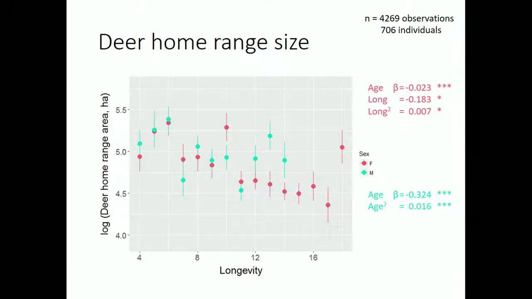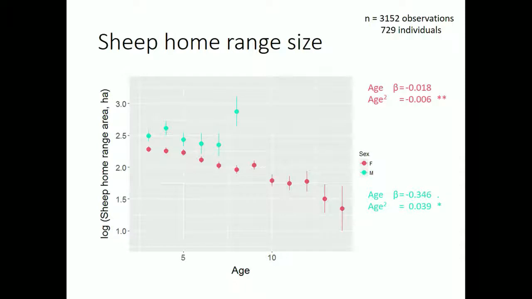When we move on to look at the sheep, again, we see different patterns between the sexes. Females, for sure, show quite a strong decline in home range area as they get older. Males, perhaps some suggestive increase, but I'm not going to put too much emphasis on that, but still something slightly different. And in the sheep, we actually find no relationship between average home range area and longevity. So what's happening at the population level is quite representative of what's going on within individuals.